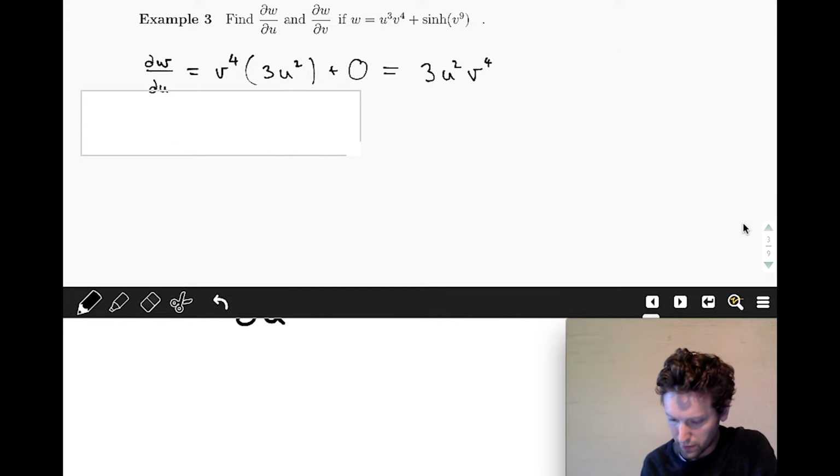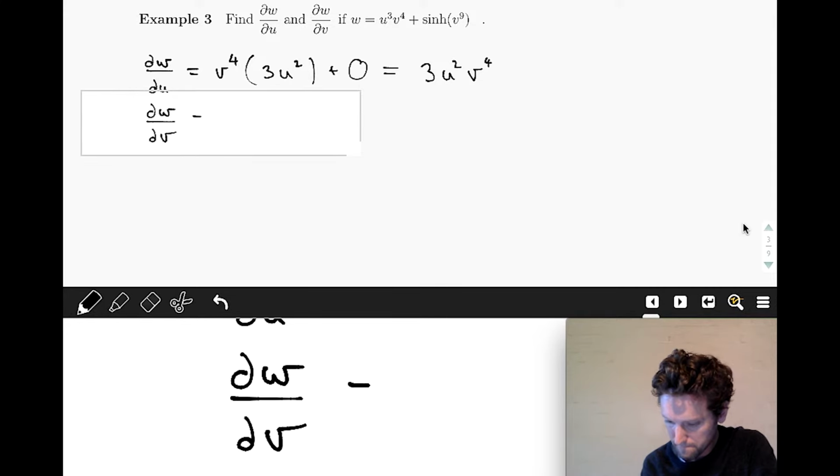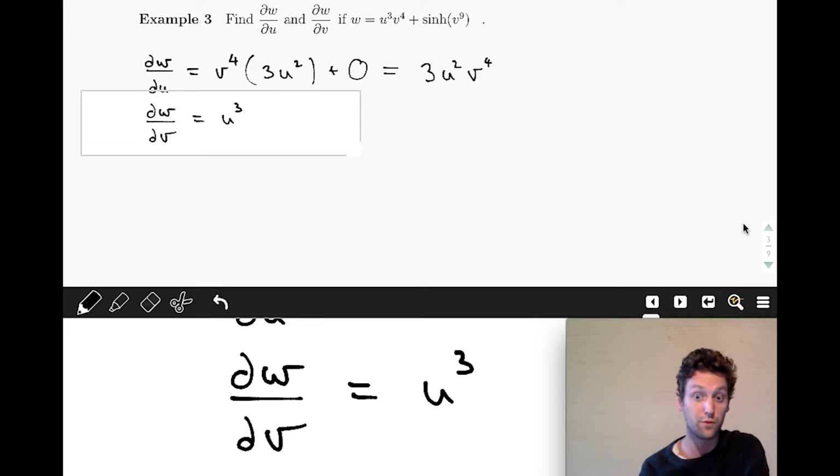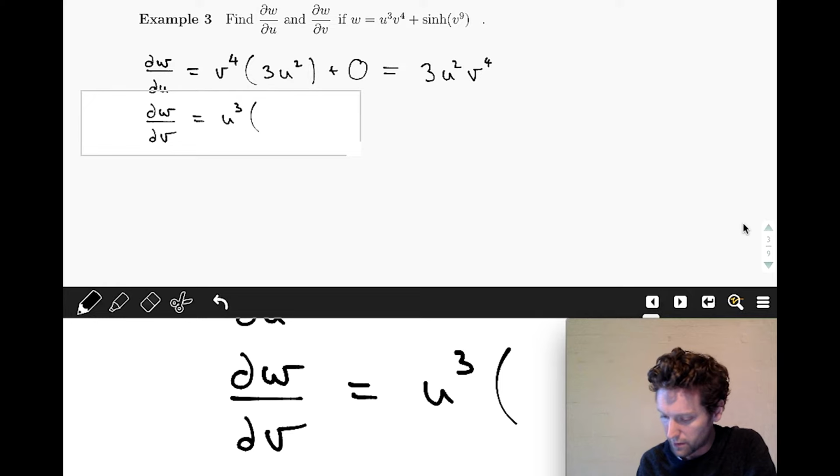Now let's look at the partial derivative of w with respect to v. Again, I've got that mixed term, u cubed v to the power of 4. So I'm going to treat u cubed like it's a constant, because this is a partial derivative with respect to v. The derivative of v to the power of 4 is 4v to the 3.